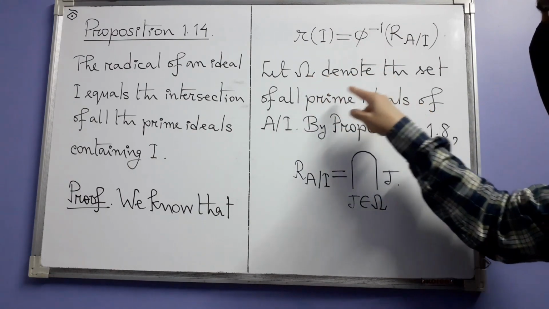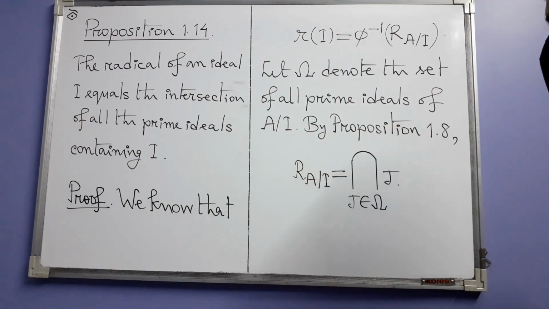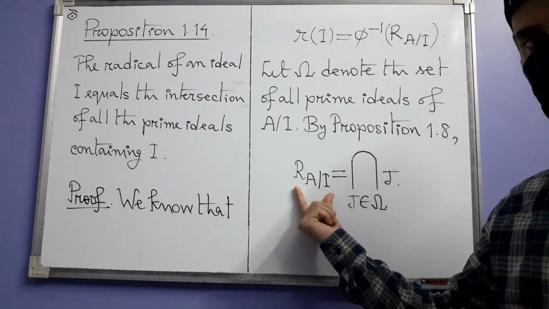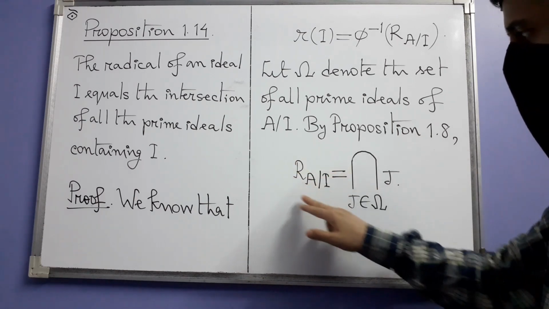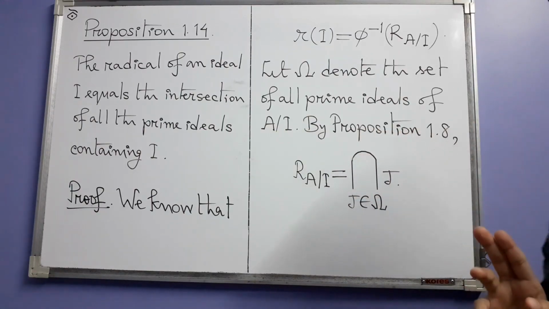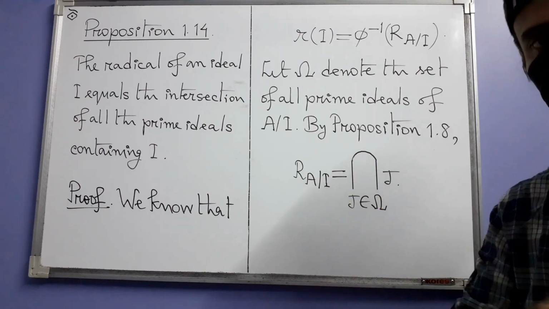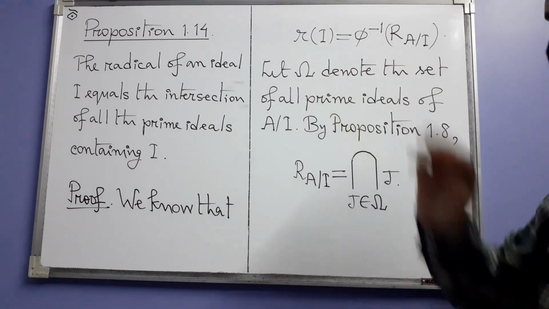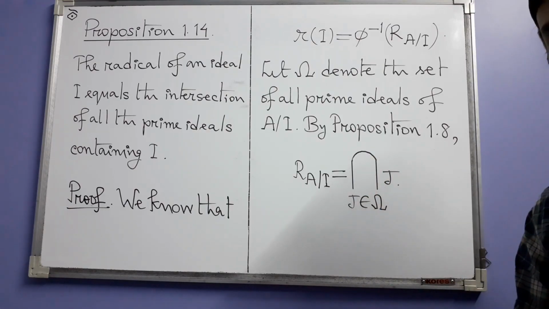Now let omega denote the set of all prime ideals of this quotient ring A/I. Then you recall how we can express the nil radical in terms of the prime ideals of the ring, because this is the nil radical of the ring A/I. Proposition 1.8 tells us that it equals the intersection of all the prime ideals of the ring A/I. And the collection of those prime ideals is omega, so it equals the intersection of all J's coming from omega.